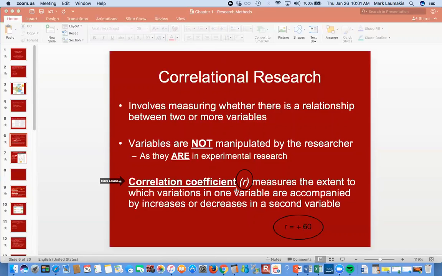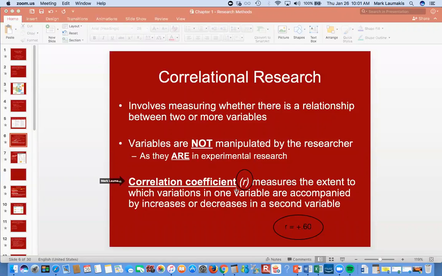And that measures the extent to which changes in x are accompanied by either increases or decreases in y. As I get more of this first thing, do I get more or less of that other thing? As the number of stressors in my life goes up, does my anxiety level go up or does it go down? What do you guys think? If you had to make a prediction there, as number of stressors goes up, what happens to anxiety level?